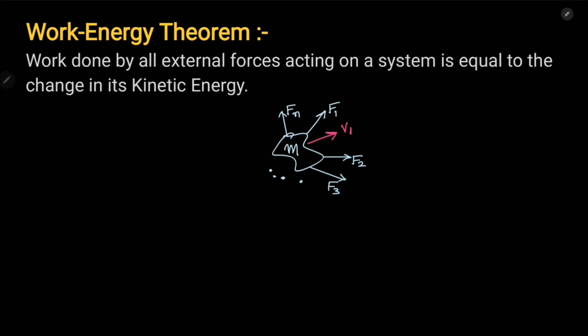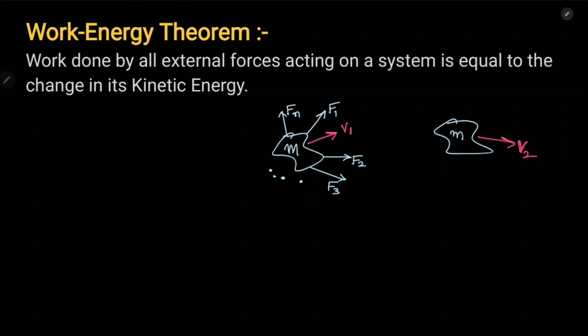Let me say initially it has got some speed v1. Due to the acceleration, after some time the position of the system is changed and it has got a velocity of v2. Velocity has changed from v1 to v2 due to acceleration. So I am trying to find what is the work done by all these external forces.